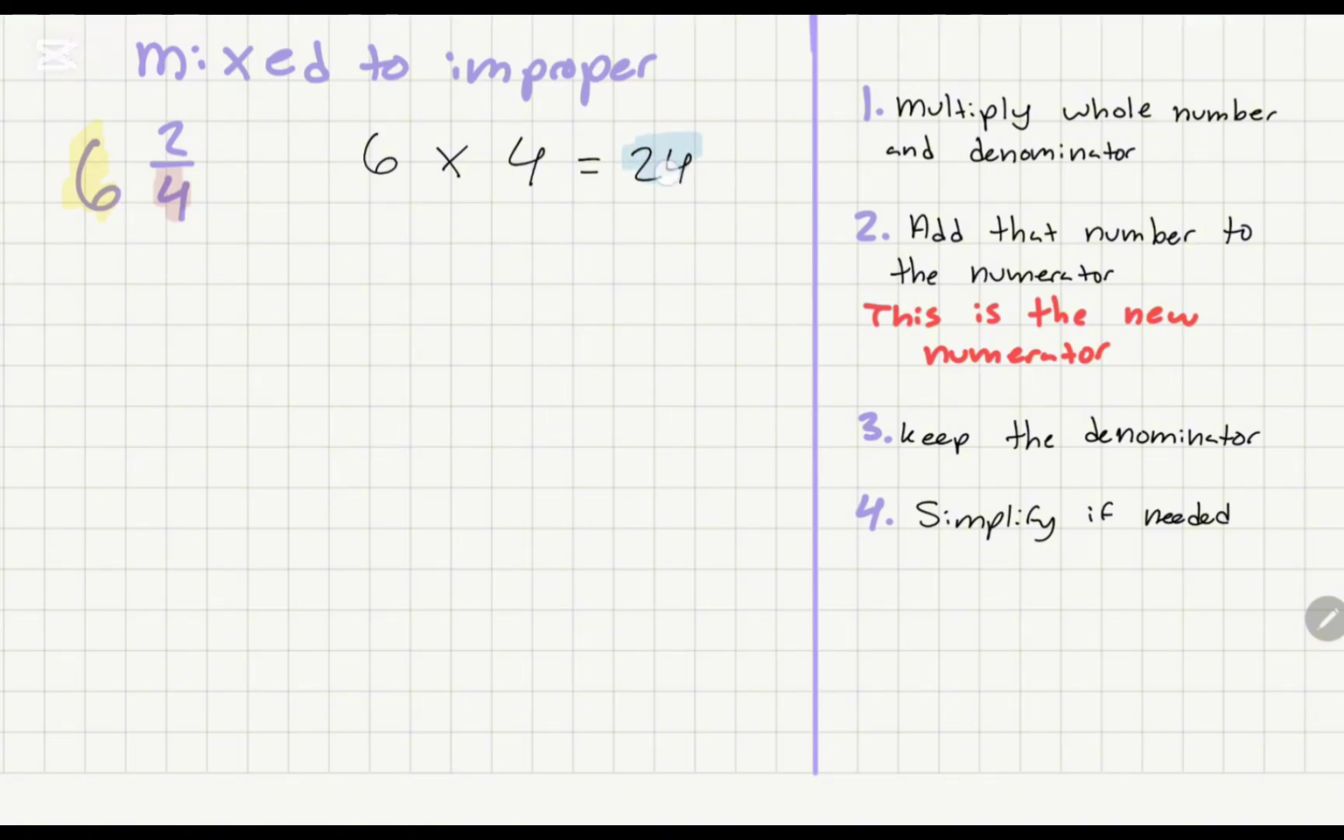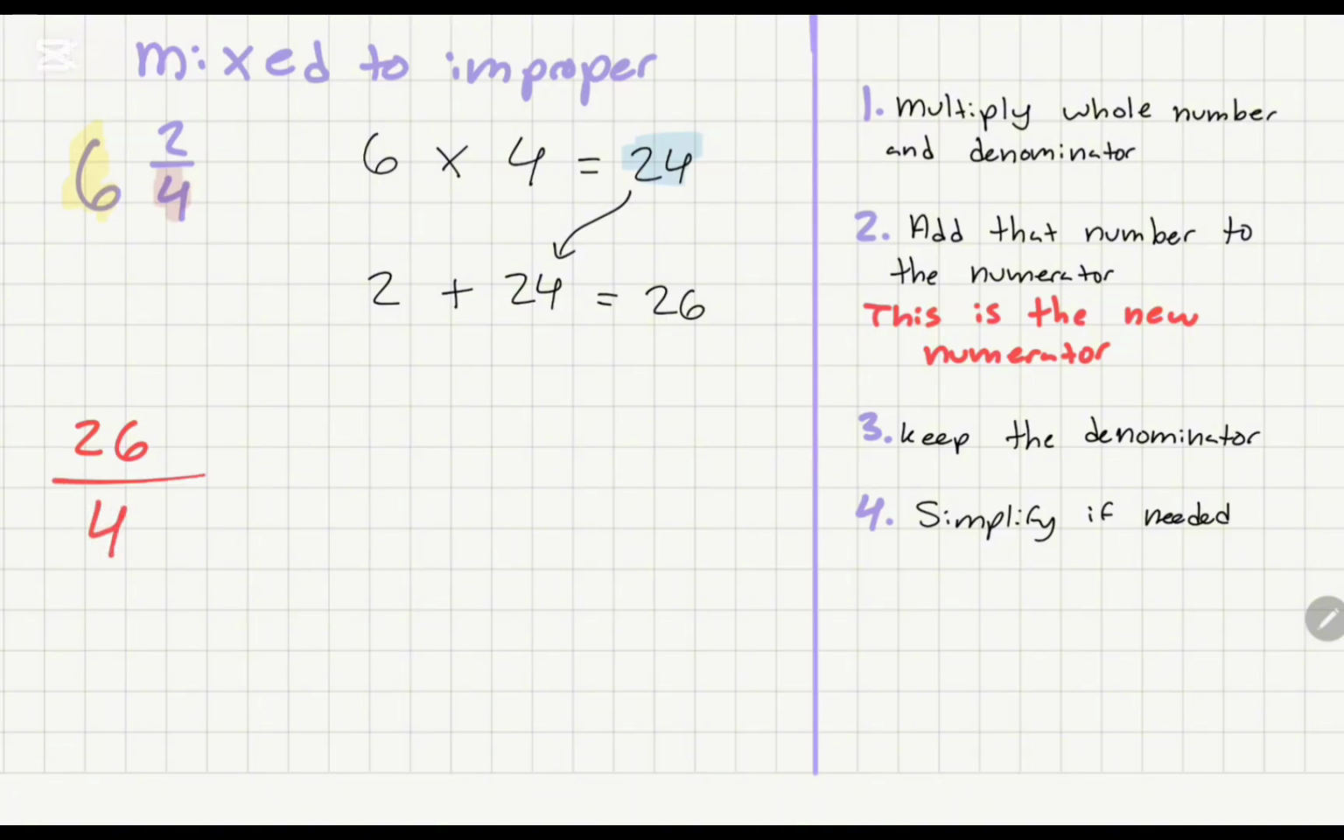Okay, I want you to keep this number in mind. Step 2 says to add the numerator and the number that we got. Our numerator is 2, and we're going to add 24. So I'm going to drop that 24 down here. 2 plus 24 is 26, and it says this is your new numerator. So I'm going to write 26 as our numerator. Step 3 says to keep the denominator, and our denominator was 4.